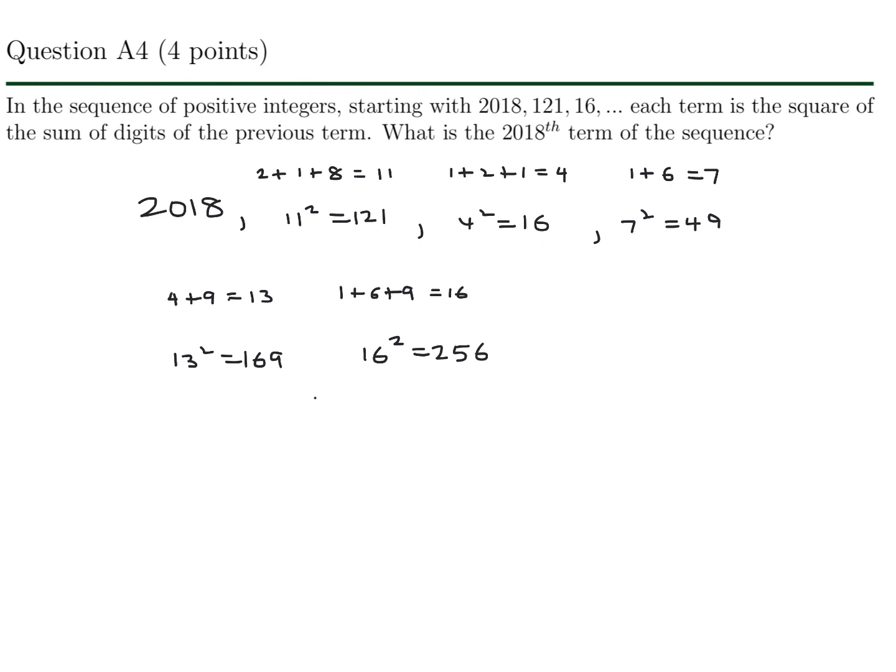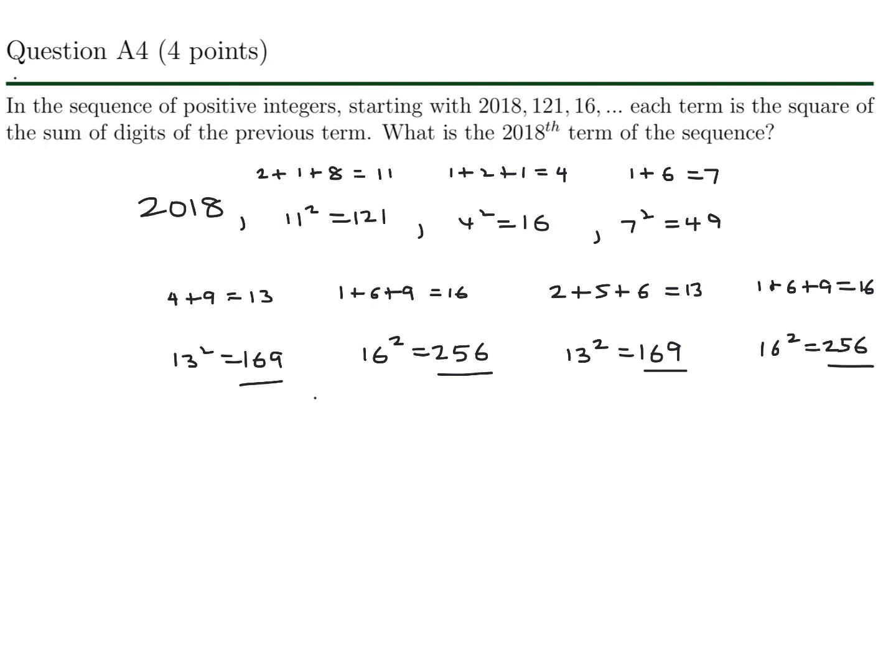Okay, I'm trying to see if there's a pattern, but so far it doesn't seem to be. But let's keep going. 2 plus 5 plus 6, that is going to be 13. The square would be 169. Okay. Now 169, 1 plus 6 plus 9, that's 16. The square is 256. Oh, okay. I got it. So we're just going back and forth between 169 and 256 now. It's just going to repeat like that. Okay, so that makes it easy.